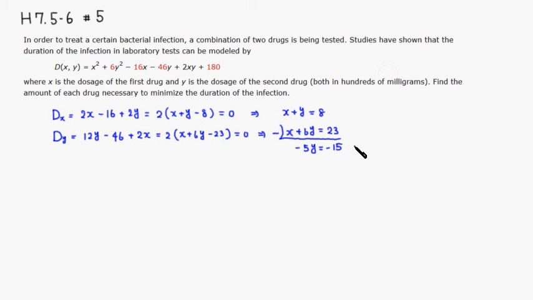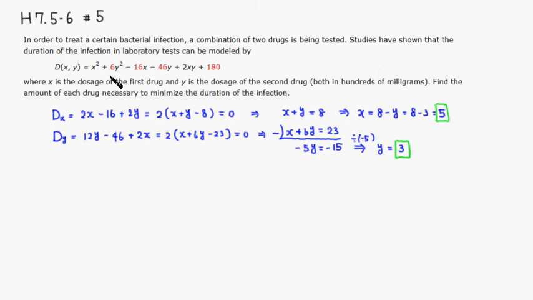So we can simply divide through by negative 5, which would give us the y value, which is going to be 3. Once you know that y is 3, I'm going to use that here. x is equal to 8 minus y, which is 8 minus 3, which gives you 5. So x is equal to 5 and y equals 3. So that's the critical point. Probably that's going to give you the minimum value.